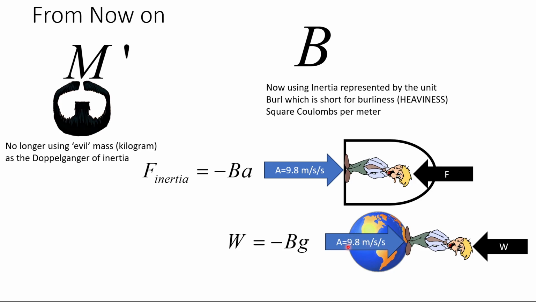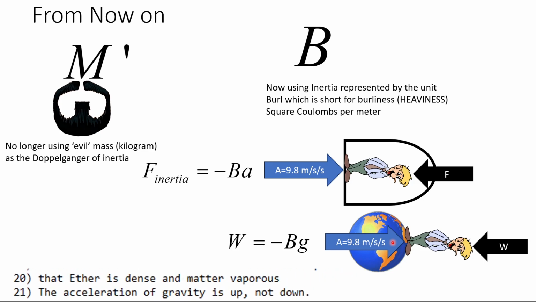And so what we're saying now is that one of the ways to resolve the problems is that they got the direction of the acceleration of gravity backwards. The acceleration of gravity is not downward, it's upward. You're being accelerated upward through the medium. And that goes into our list of the things that humanity got backwards: that the acceleration of gravity is up, not down.